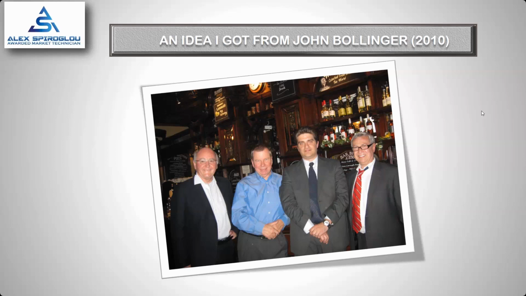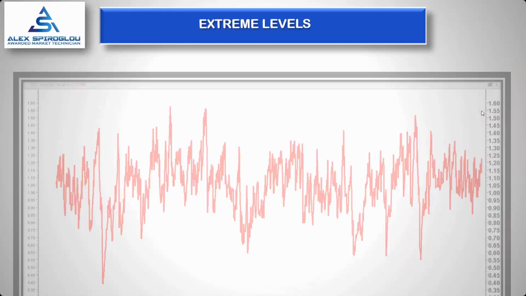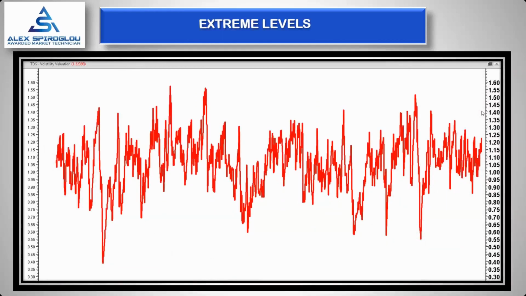Because so far we saw that volatility is increasing, but we don't know if it's high, or decreasing, and we don't know if volatility is low. So how do you do that? I created what I call a volatility valuation indicator, and this is how it fluctuates.